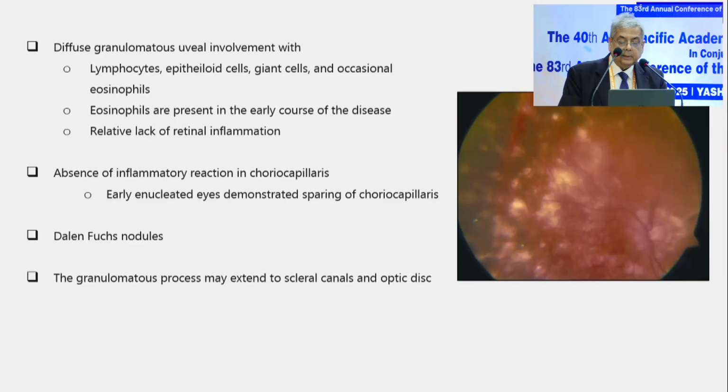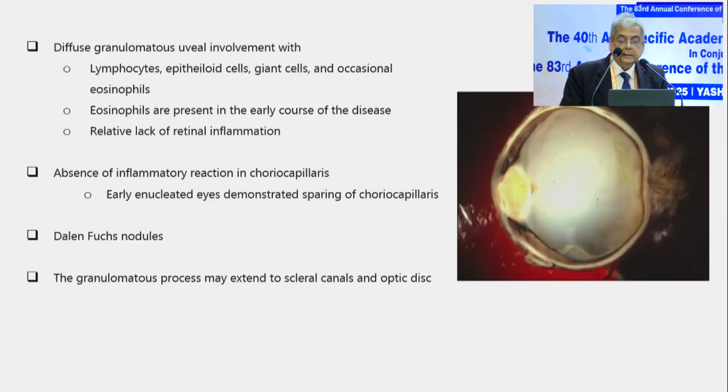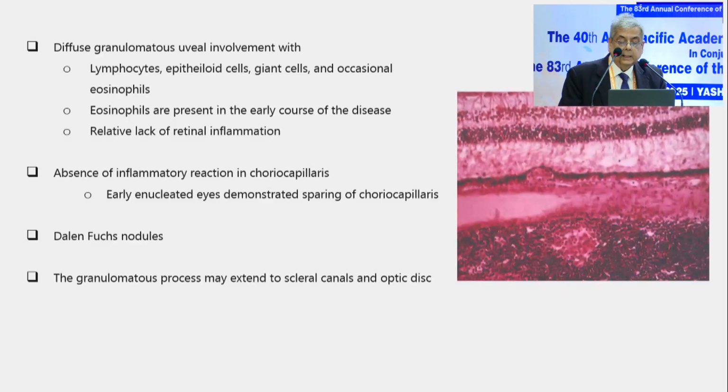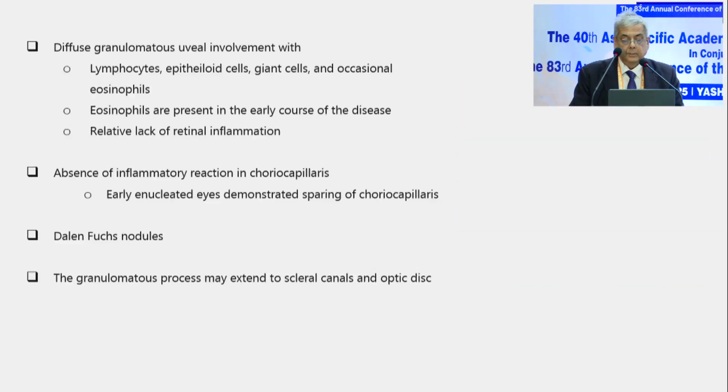Here is an example of a Dalen-Fuchs nodule clinically on fundus photography, and here is a histopathologic example of a cut section of the globe showing diffuse thickening of the choroid. And here is the Dalen-Fuchs nodule. You can see the RPE is elevated. Underneath the RPE, the choroidal granuloma is seen, and the choroid is diffusely infiltrated with inflammatory cells comprising lymphocytes, and there is a collection of epithelioid cells forming a granuloma.